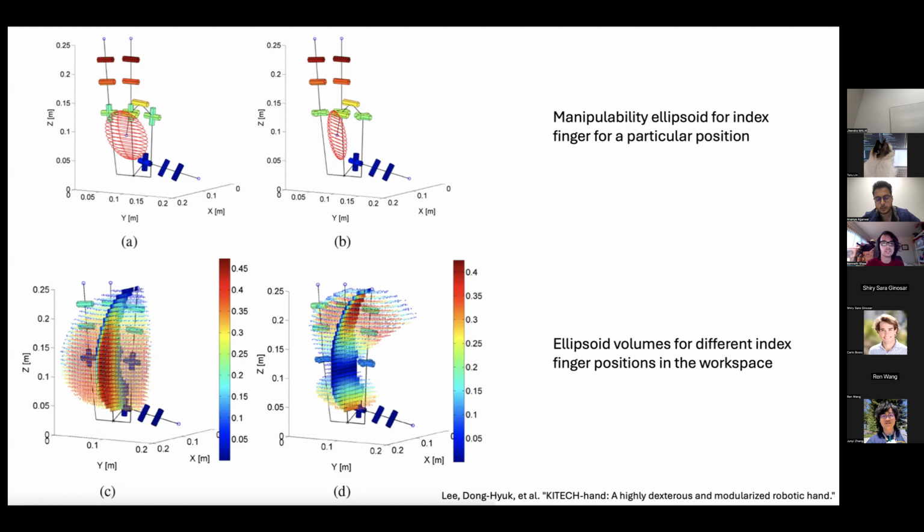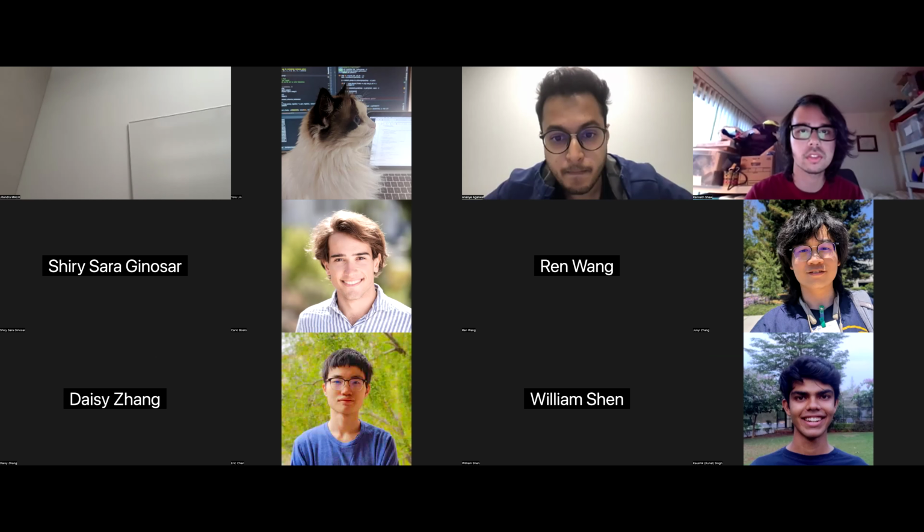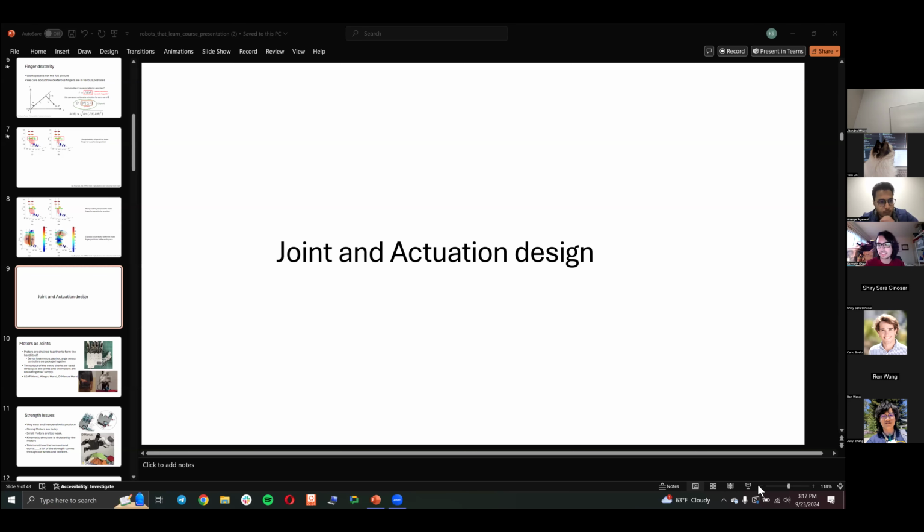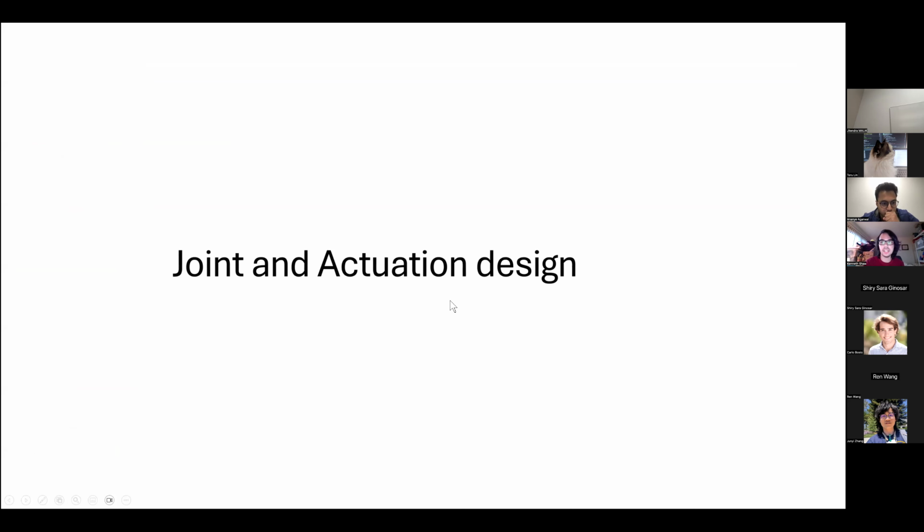Okay, so these are two principles that I talked about as far as kinematics is concerned. And then Kenny will talk more about the mechanical aspect. Cool. Thanks, Ananya. Yeah, so I'll talk a little bit about joint and actuation design.